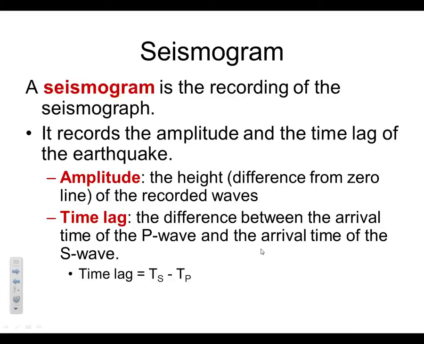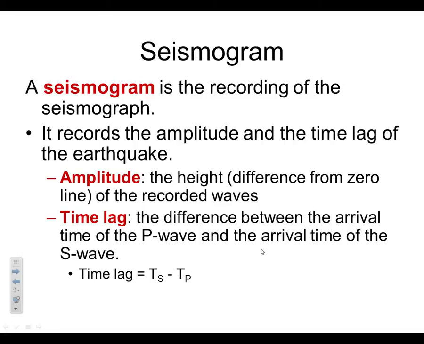Today's lesson we are talking about seismograms. And remember in the last lesson we talked about a seismograph. It was that machine that measured and recorded the earthquake. And it was a pen drawing on a piece of paper. Well, that piece of paper is called the seismogram. So a seismogram is the recording of the seismograph. It's the piece of paper.